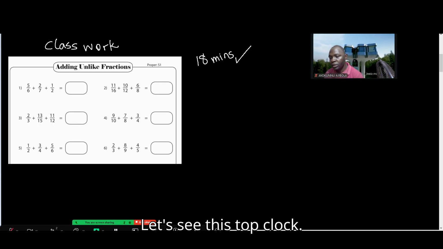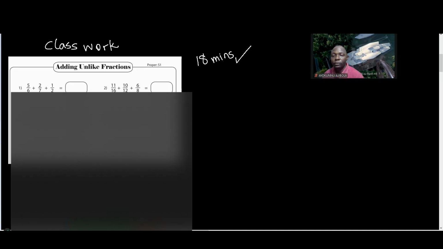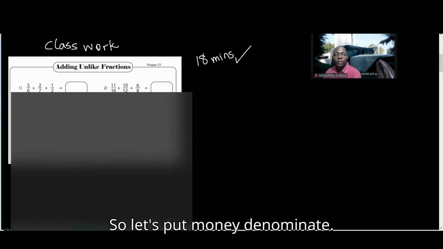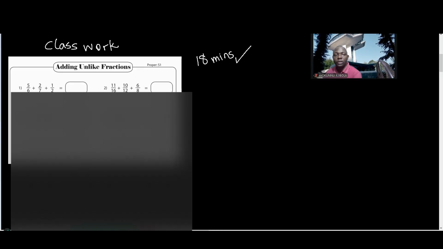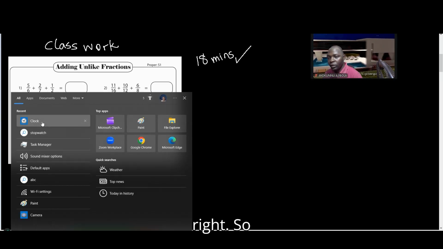Let me see the stop clock. So we can bring it up here. Lowest common denominator. Let's see. Yeah, this is not like that. So the clock.